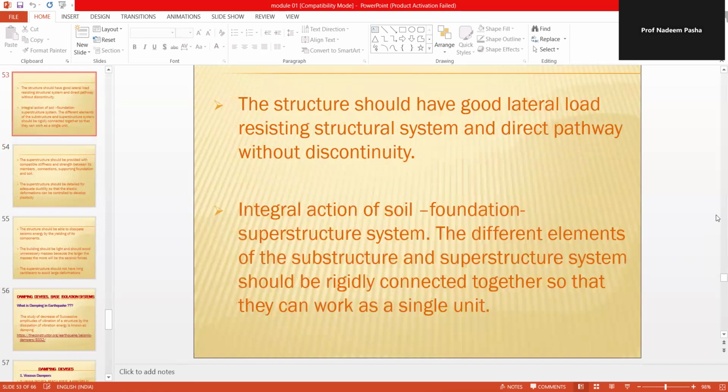The structure should have a good lateral load resisting system and a direct pathway without discontinuity. Apart from that, integral action of the soil foundation structural system. The different elements of the substructure and superstructure should be connected together so that they can work as a single unit. See here, this is also a very important part. The different elements should be rigidly connected together. The manner in which the connections are provided should be rigid. Then only will it act as a single unit.